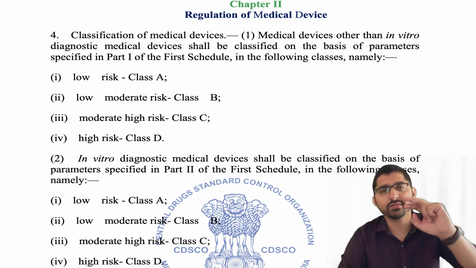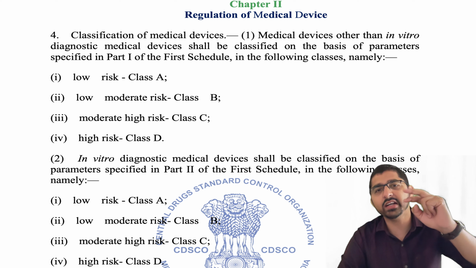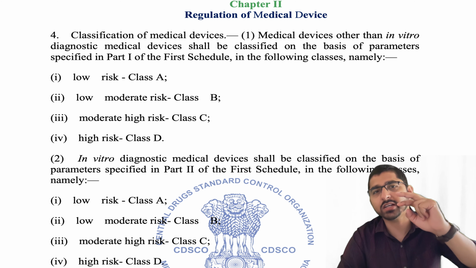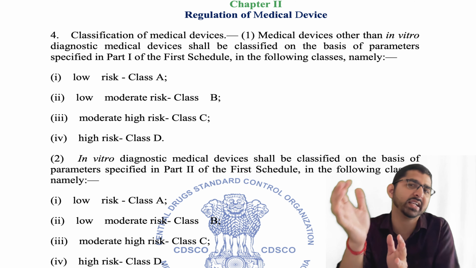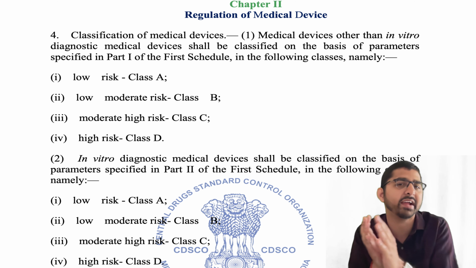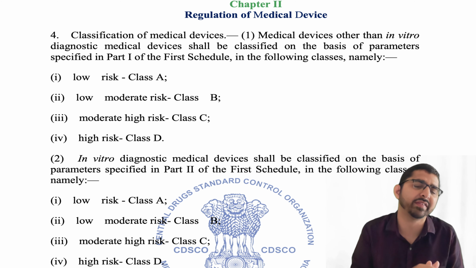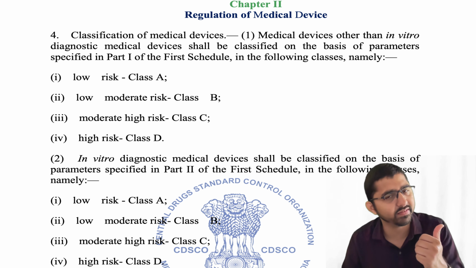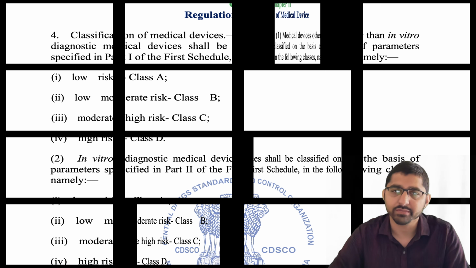So my friends, whenever we do the classification of medical devices or IVD, those mainly differ in terms of Part 1 and Part 2 of the First Schedule. So Part 1 belongs to the medical devices, whereas Part 2 belongs to the IVD. So even IVD falls under a similar kind of definition, Class A, B, C and D, which is similar to the medical devices.